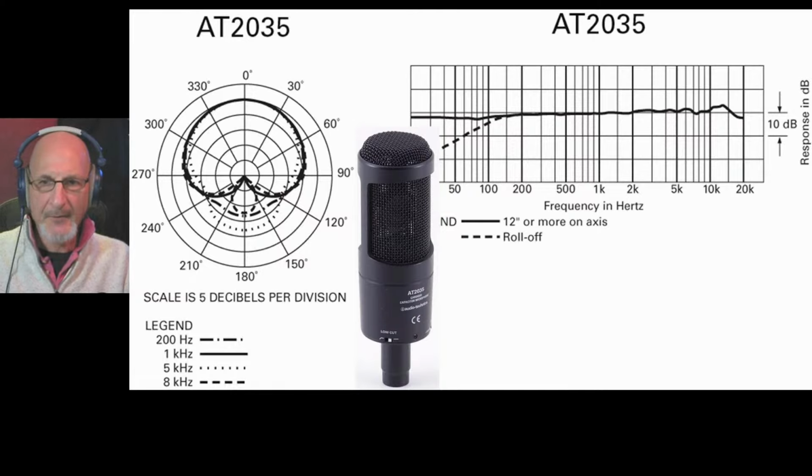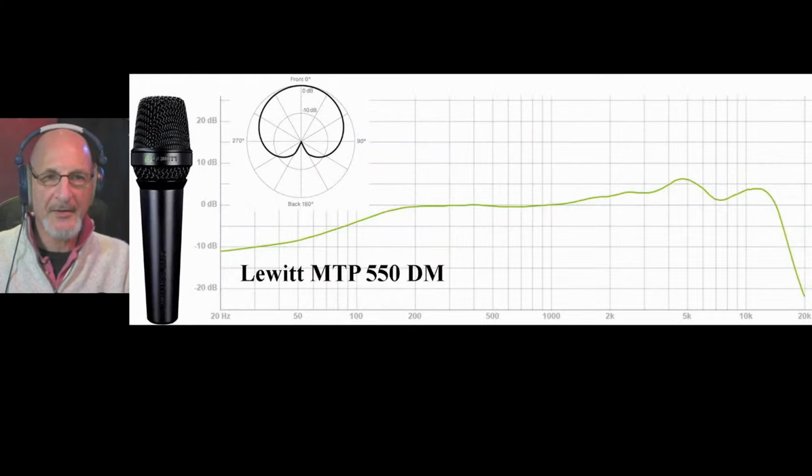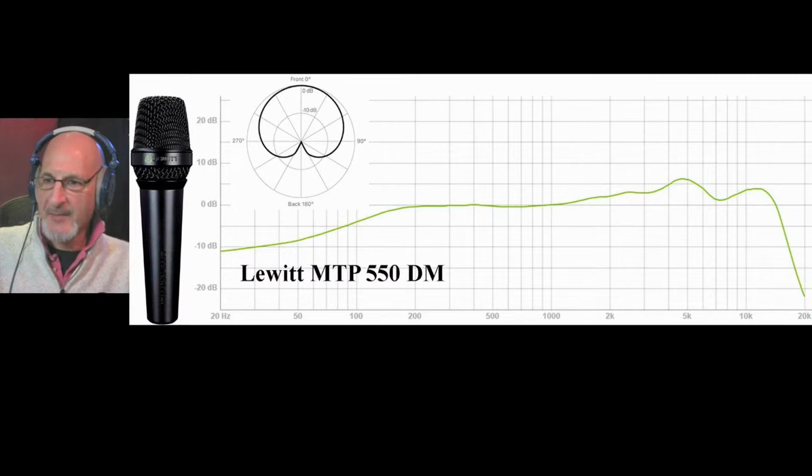And now I'm going to go over to something a little bit different. This is a Lewitt from Lewitt Audio, the 550. This is a cardioid dynamic microphone. All right, I'll bring this up. And it's still coming in low, yeah. How's that? Any better? A little. A little? You want more? Okay. I'll bring it way up.